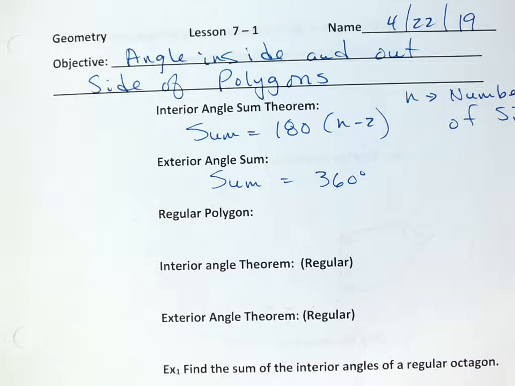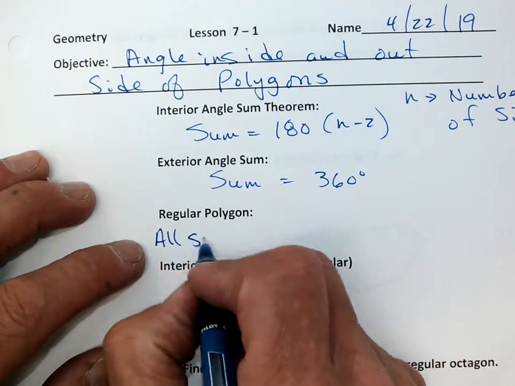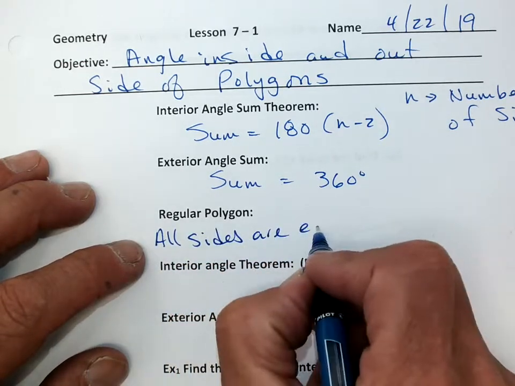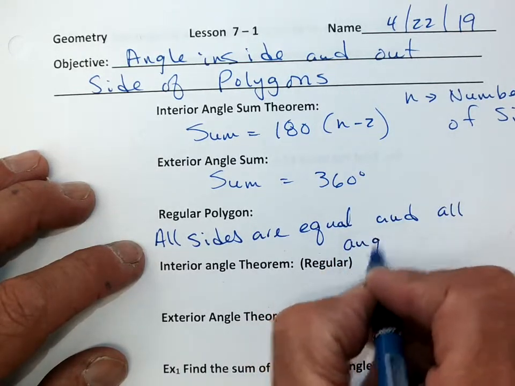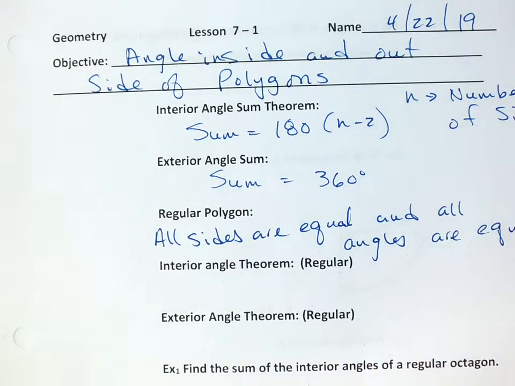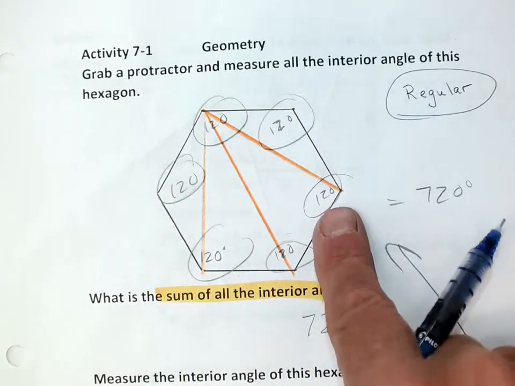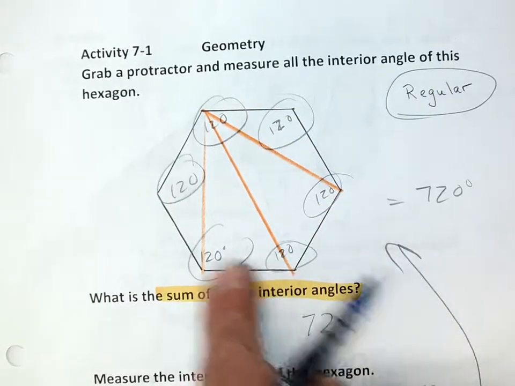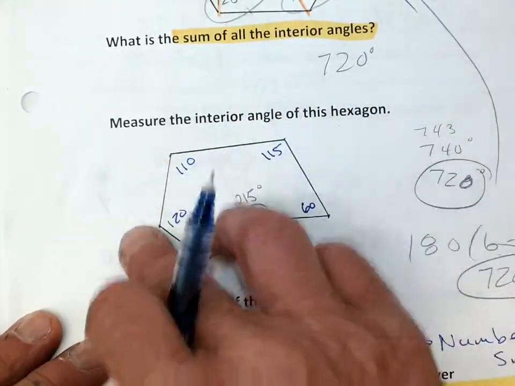Okay. Now, a regular polygon. Well, that's easy. To be a regular polygon, all sides are equal and all angles are equal. Okay? Now, if it's regular, you can get each individual angle, because they're all the same, right? And that's what Isaac saw, was that we got the 120, and we got all the rest of them. If it's not regular, you can't get the individual angles, right?